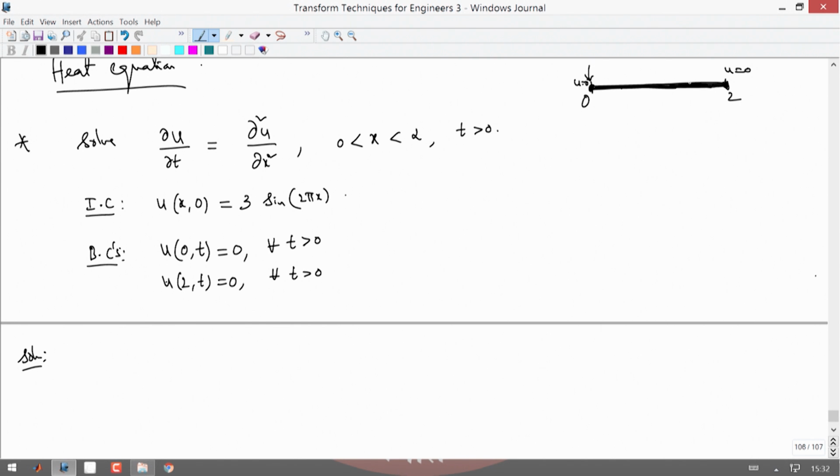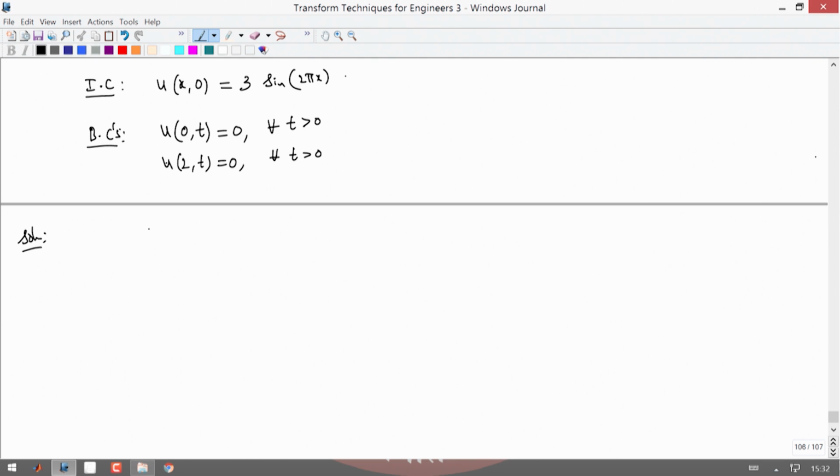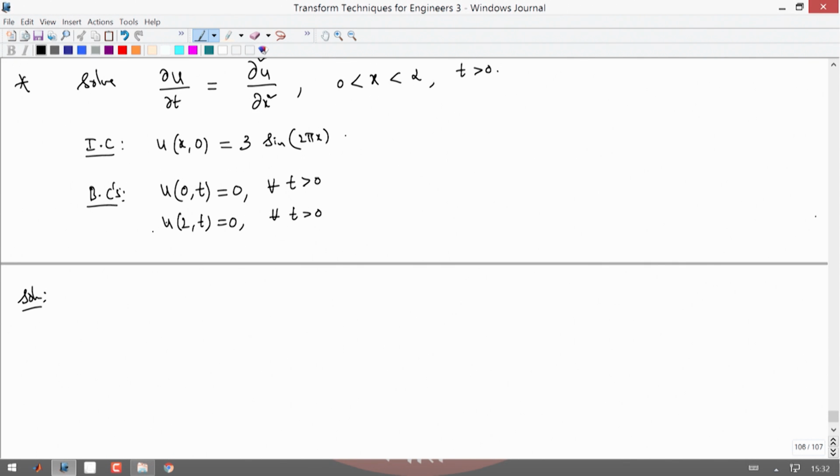Initially you know its temperature, and at all times I keep both the ends of the rod at 0 temperature. Then what should be the temperature of this rod? The temperature is governed by this heat equation, which is a parabolic type of equation. So, let us apply a Laplace transform as usual.